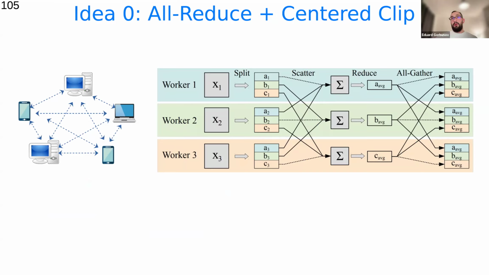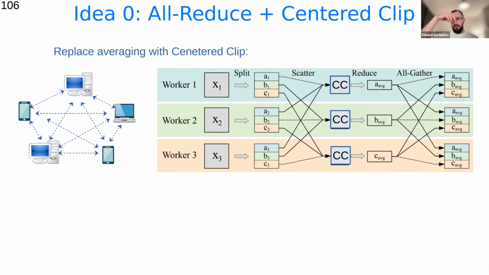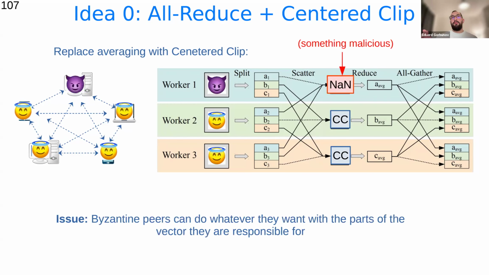So, a naive idea: instead of averaging or summation, as indicated, let's use a centered clip from the previous paper. A very natural step, but of course it's not enough, because if, let's say, the first client is malicious, then we don't have control over this part. It can be anything, because only this worker saw the first parts of the vectors from all other workers. So this worker can be arbitrarily bad, it can even be different for different workers, and it can again spoil the convergence.